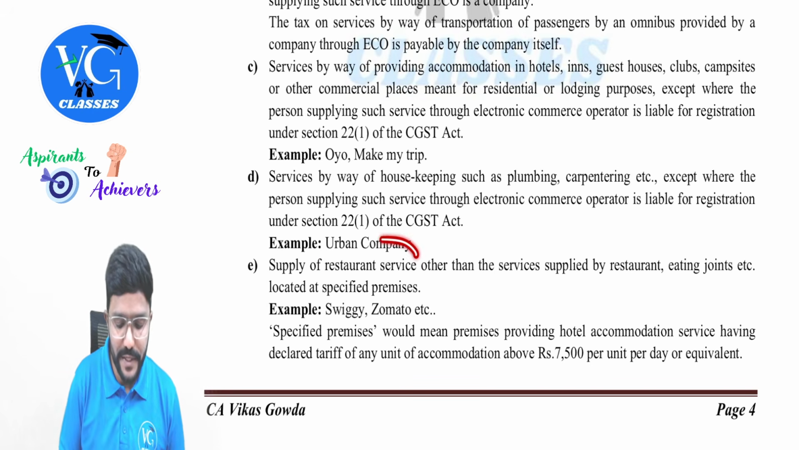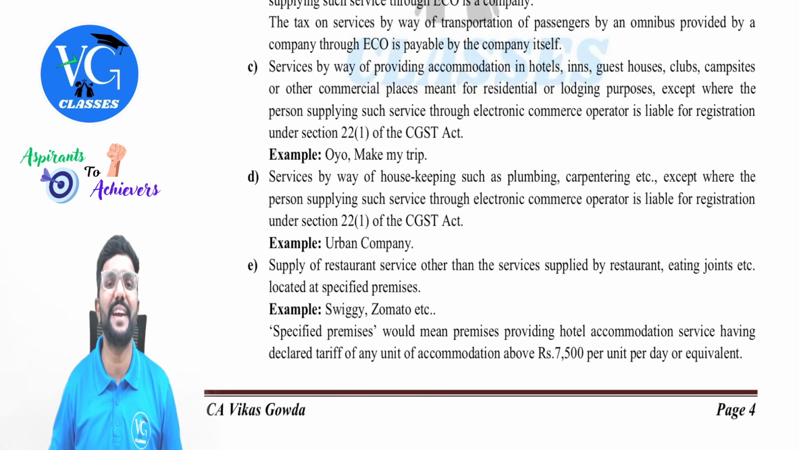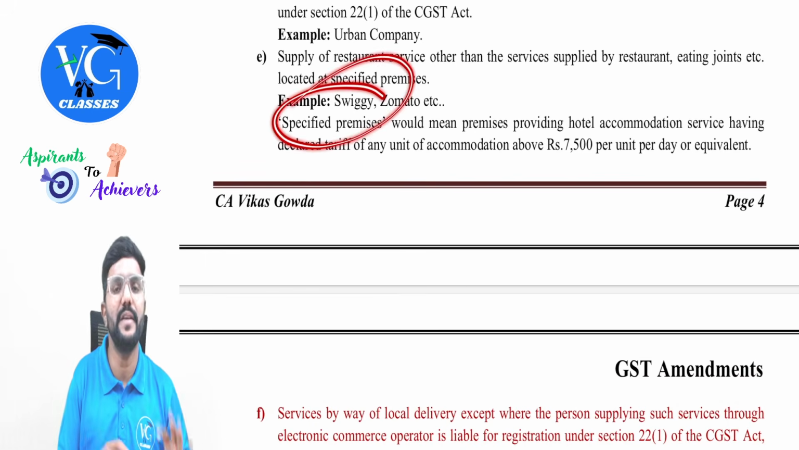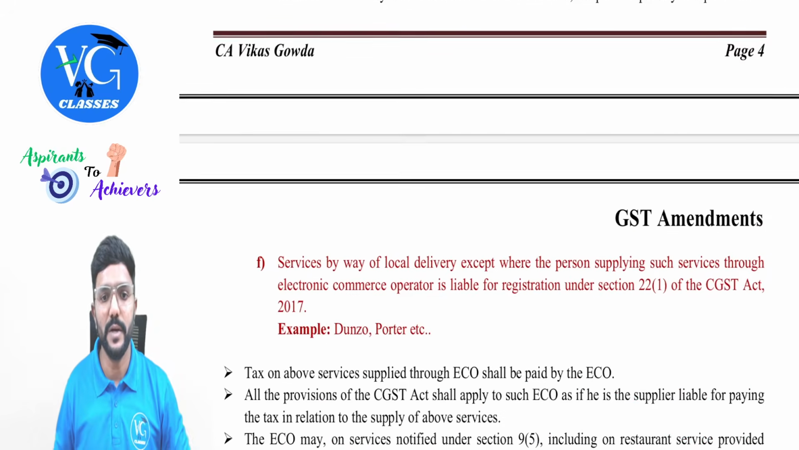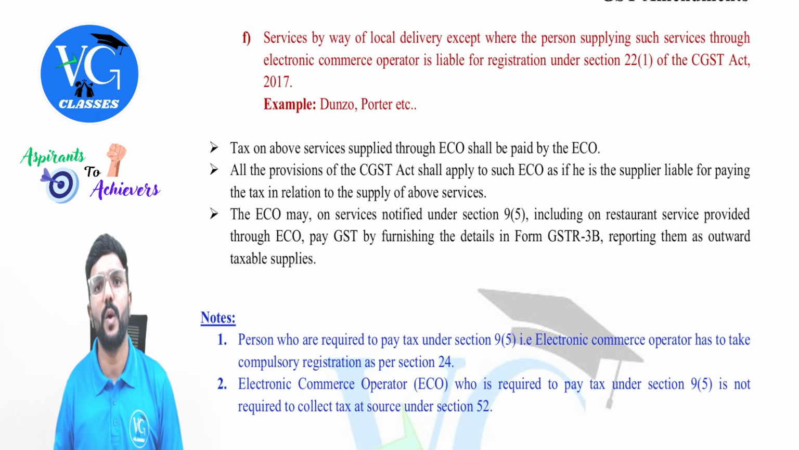Same way, restaurant services. Sir, I have booked the food items or the food through Swiggy or Zomato. Who is supposed to pay tax on this? Swiggy or Zomato, being e-commerce operator, guys. But if it is through specified premises, then the supplier will pay tax. All this we have already learned. Now there is one more service which has been added under section 9.5, guys. What is it? We will see.